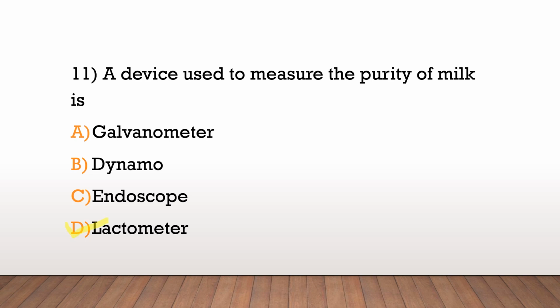Galvanometer is associated with measuring the electric current. Dynamo, it is a small electrical generator. Endoscope means a device used to see the internal parts of the human body. So the answer is lactometer.